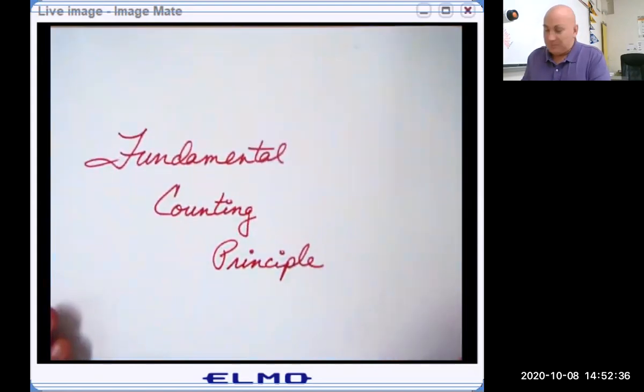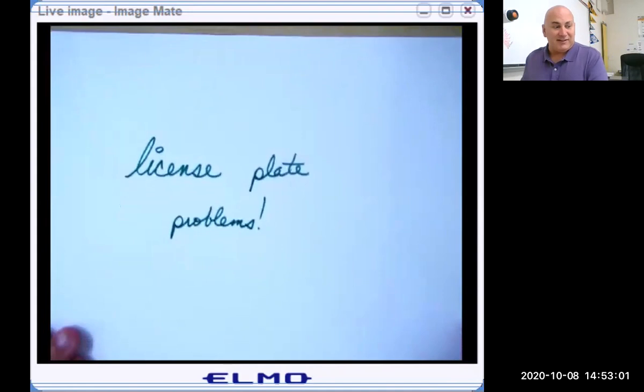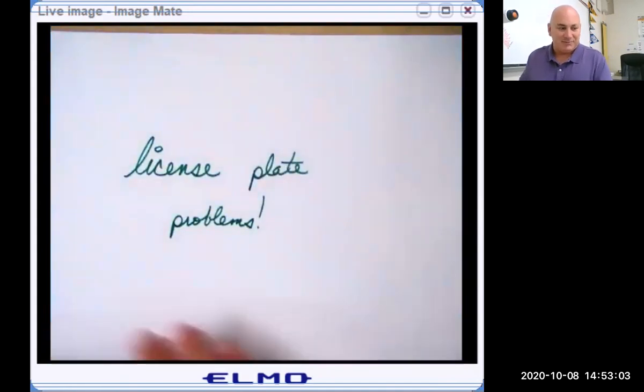So we have the fundamental counting principle, which is defined on page 132 of our current text, which says if one event can happen this many ways, and another event can happen this many ways, the number of ways they can happen in sequence is this times this. And I'll show you what that means with some license plate problems.